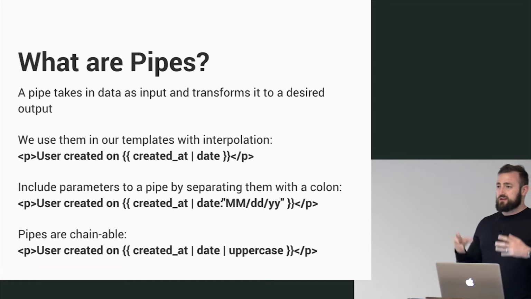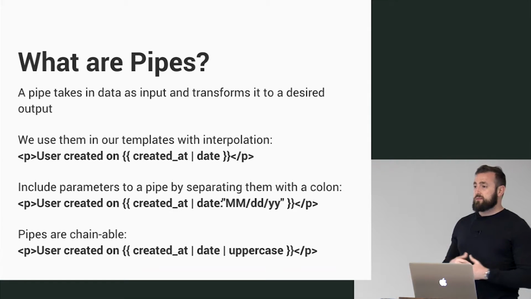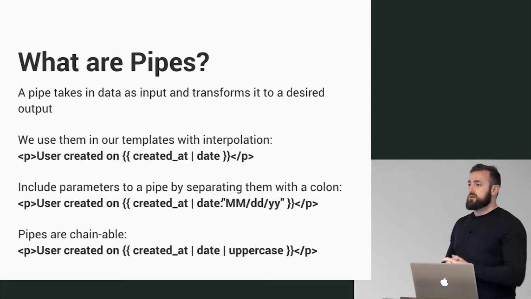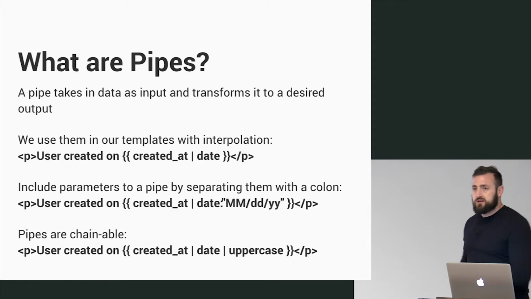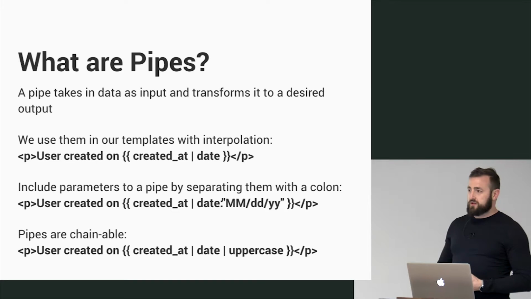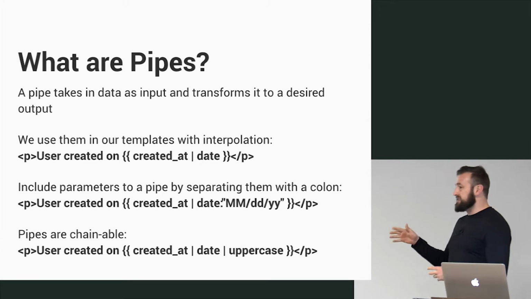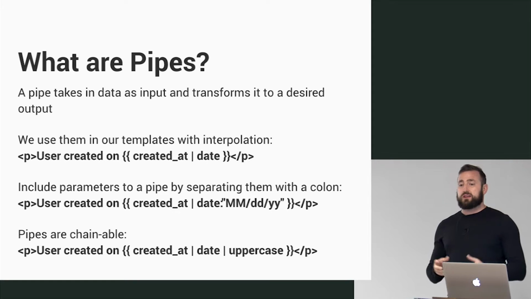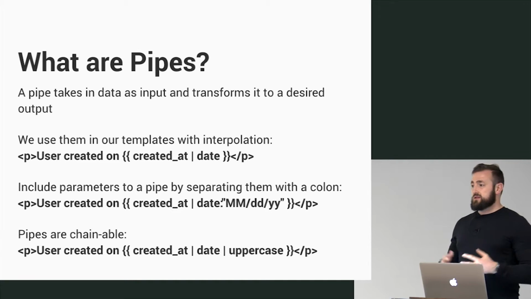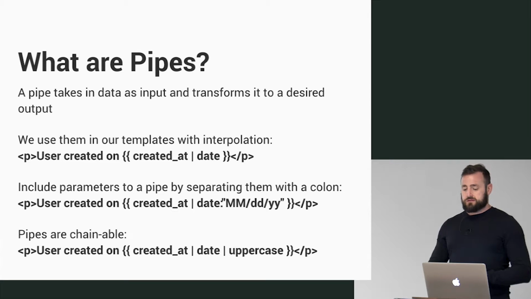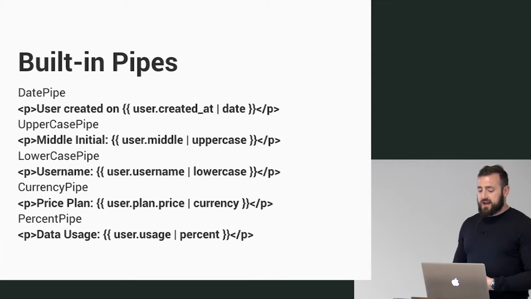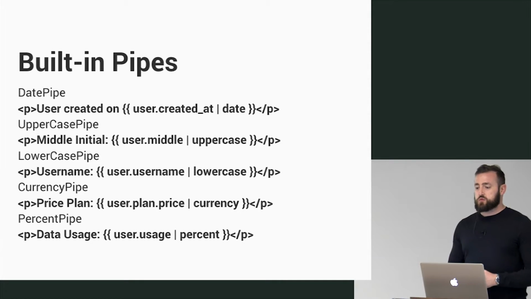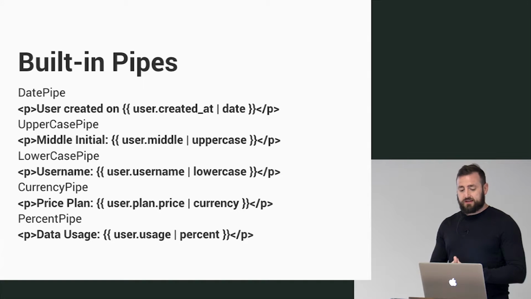I want to take this particular string, it might be some timestamp, and I want to transform it into this particular date format to display. Another one that I actually use frequently is currency. So it's nice if you have a number, you can say take this number and turn it into something that looks like dollar bills. So we have date, uppercase, lowercase, currency, percent, JSON. So Angular comes with some basic ones filled in.